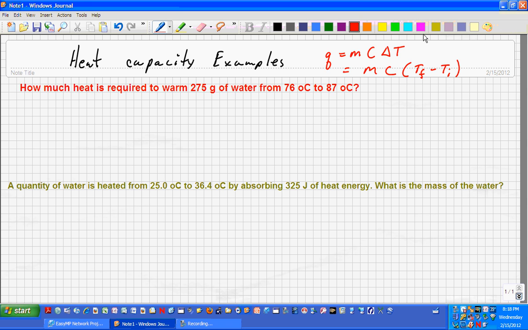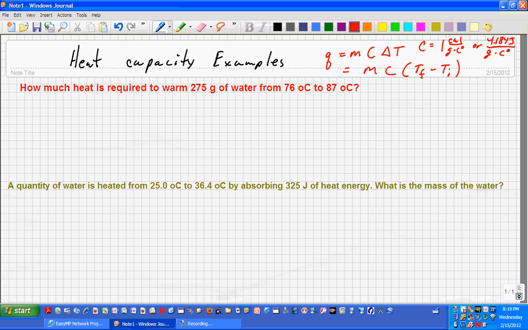A couple of key things about water. C for water is going to be equal to 1 calorie per gram degree centigrade, or 4.184 joules per gram degree centigrade. A couple of key constants there.